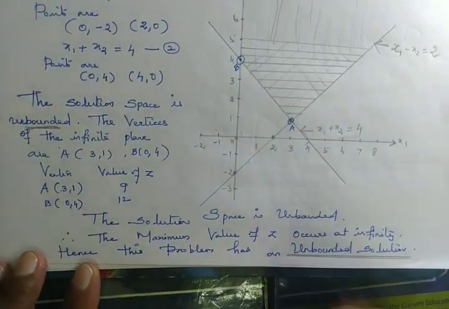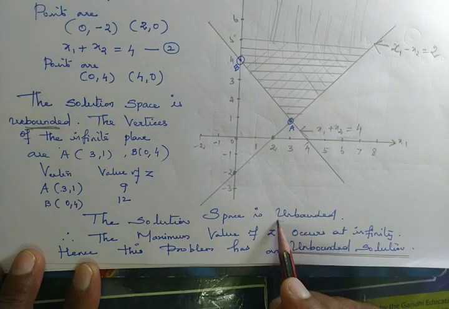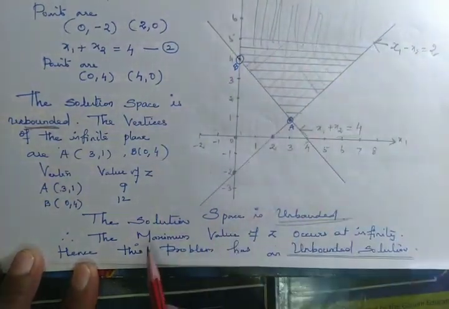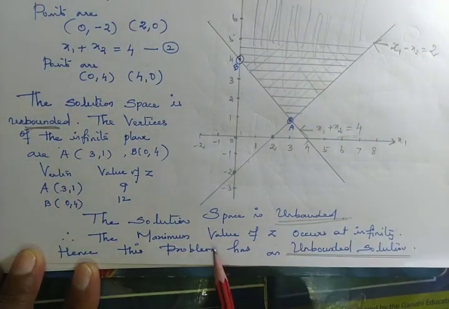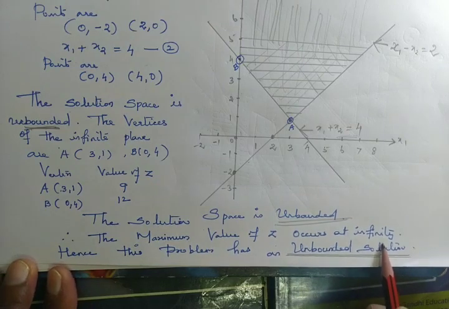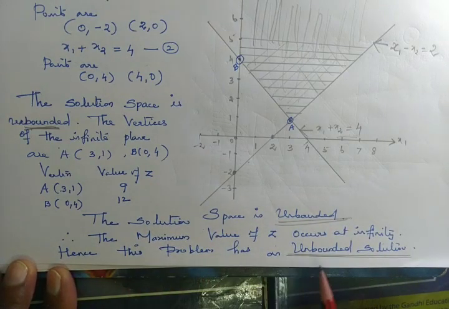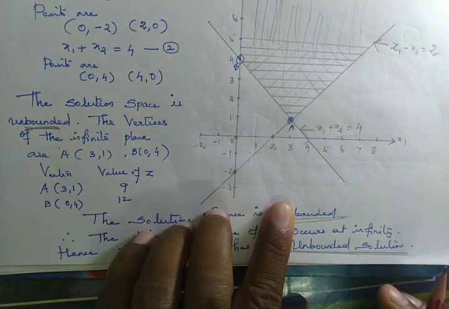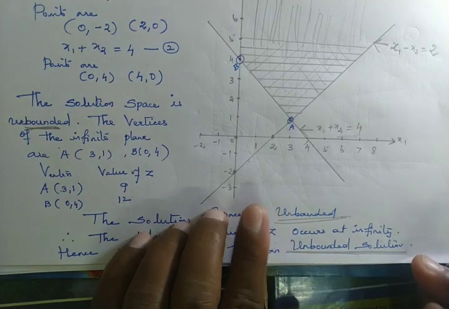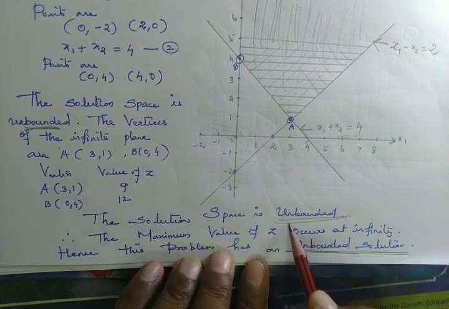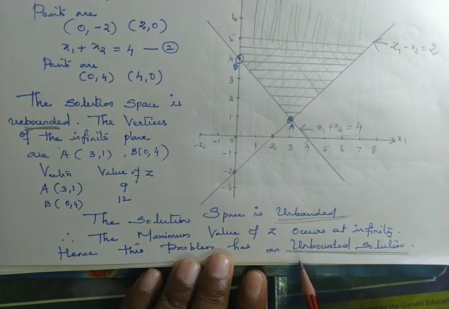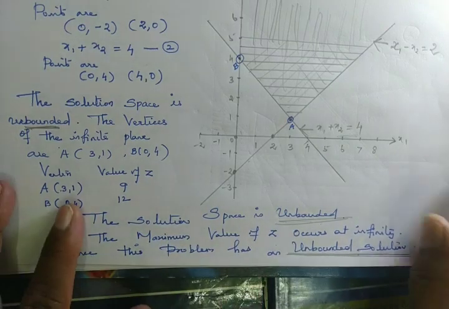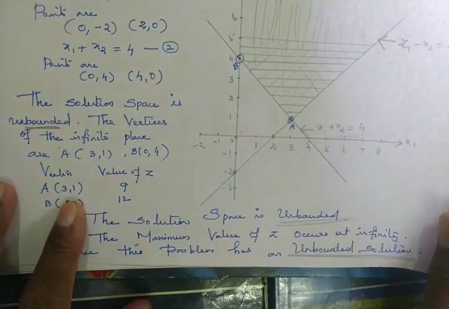So therefore we can simply conclude that the solution space is unbounded. This goes on like this, there is no end point to the problem. That's the reason we say the solution space is unbounded. The maximum value of Z occurs at infinity, since the problem has an unbounded solution. Where a boundary is there, we can find the exact point of the maximum Z. Here there is no boundary, so we conclude the problem is unbounded. The solution of the given LPP is an unbounded solution. This is the third type of solution for the graphical method.